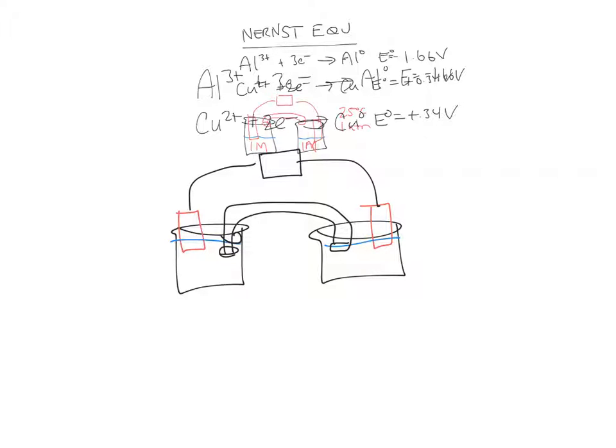So if we look up here, we see that I have two standard reductions, one's for aluminum, one's for copper. To determine which one of these reduces and which one oxidizes, these are both reductions, but the more positive one is always reduced. So in this example, this is going to be reduced and this is going to be oxidized.